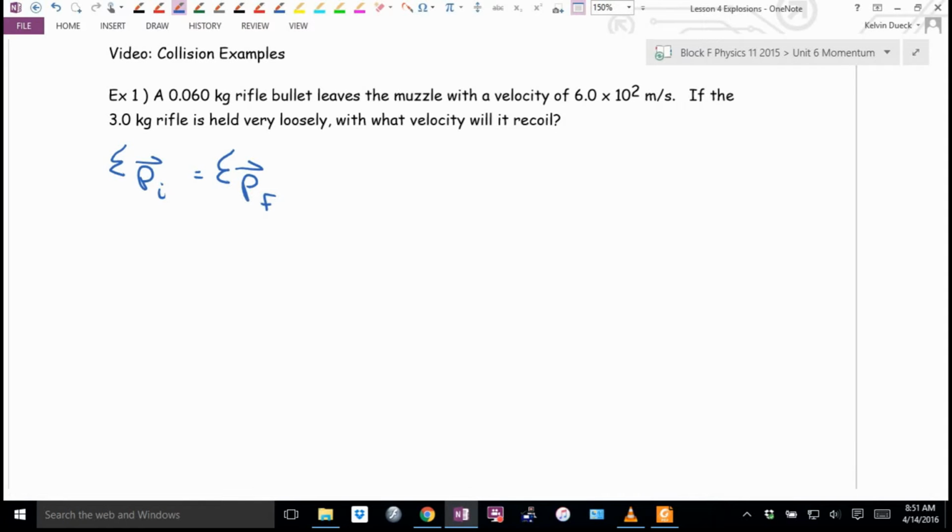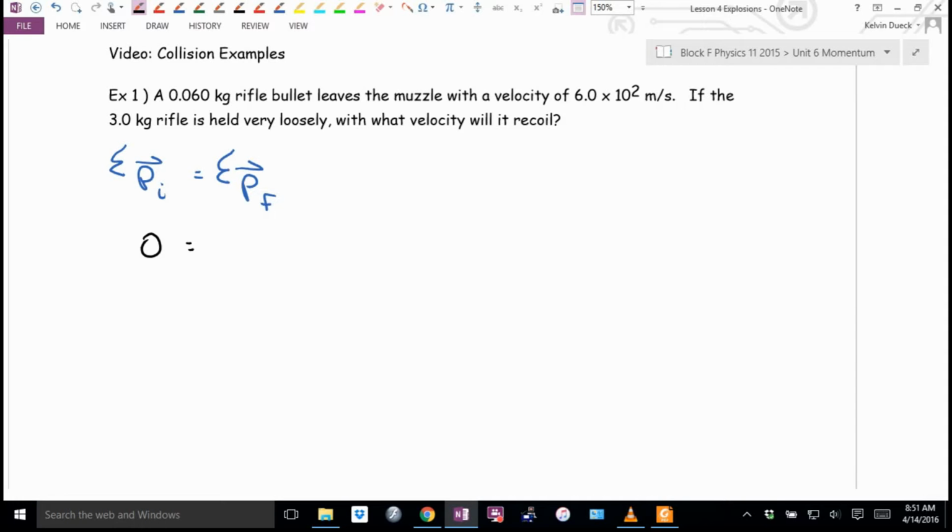Before I pull the trigger, before the explosion, what's moving? The rifle, the bullet, both, or neither? Come on, people. Before I pull the trigger, what's moving? Neither. What's my initial momentum then? What's my final momentum then? Also 0, but I think it's going to be 2 objects traveling in opposite directions. So I'm not going to put a 0 on the other side.